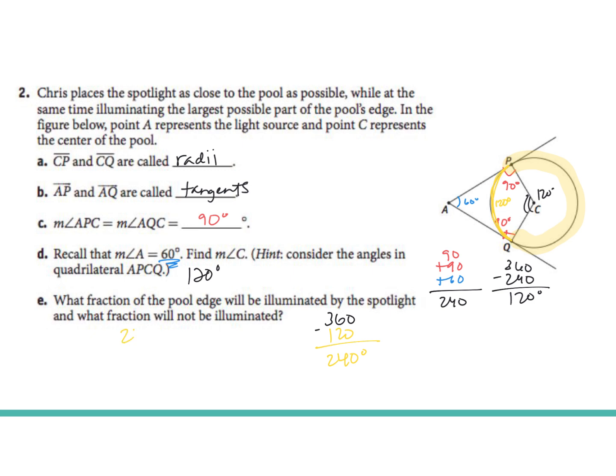Now we have to take that 240 degrees and figure out what fraction of the pool is illuminated. So we take that over 360. When we divide that out, we see we have 2/3 of the pool is lit. And then it asked us to build off of this. What fraction of the pool will not be illuminated? Well, that means 1/3 will not be illuminated.